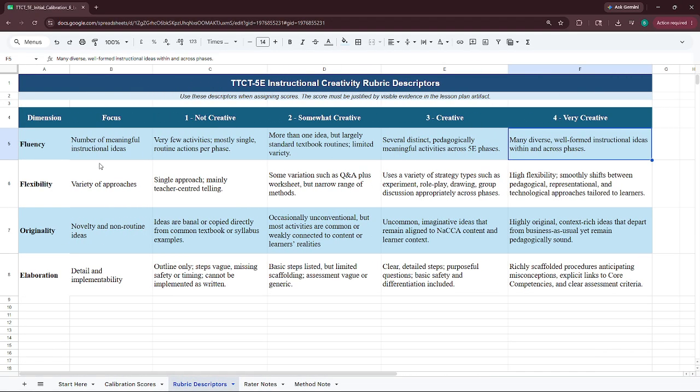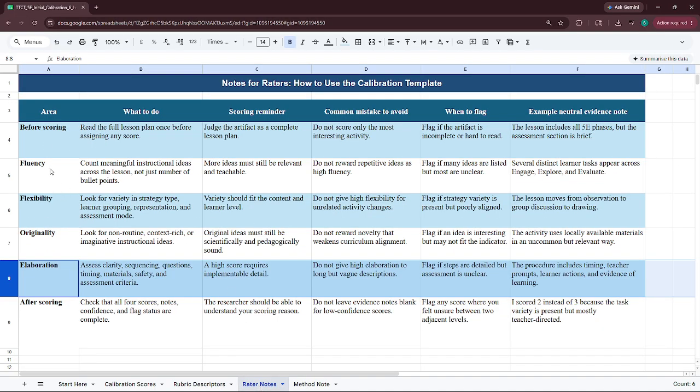So the rubric descriptor says here we should check for the variety of approaches. So the teaching approaches used throughout the lesson plan. And then to have more details about it, we check the written notes. What are we supposed to do? We have to look for variety in strategy type, the learner grouping, the representation, and assessment mode, right?